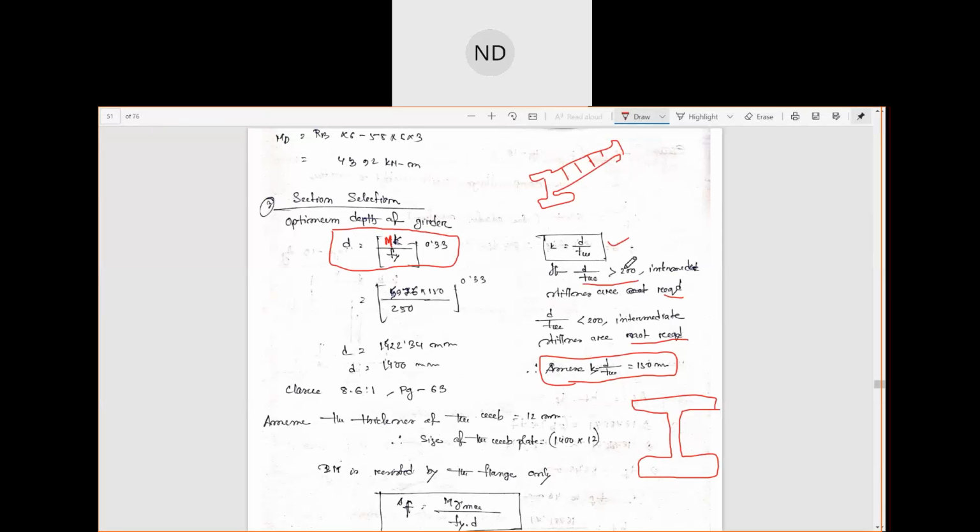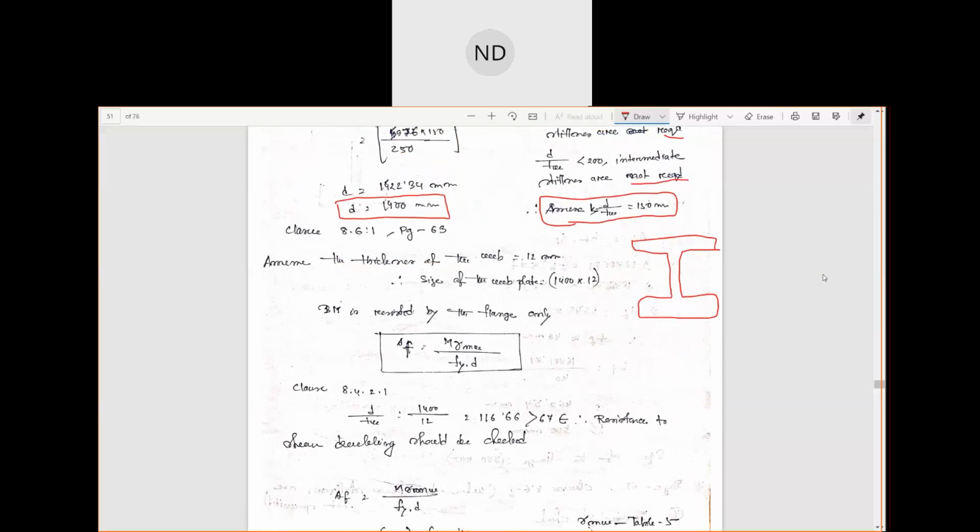Okay, so now we have assumed that our d by tw value is 150, that means less than 200, so we are not providing any intermediate stiffeners. So now we can place this value here after assuming. We have got this much as the overall depth of the girder. So we can take it to be 1400 mm for our design purpose. We are taking the depth to be 1400 mm. That means this portion is your 1400. Okay.